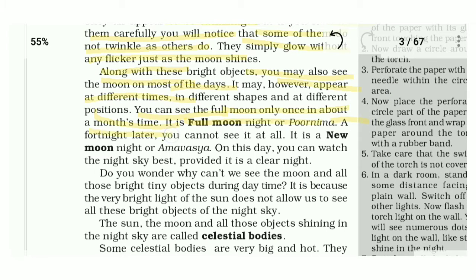Then a fortnight later you cannot see it at all. मीन्स जैसे आज एक फुल मून डे है. If I am able to see the whole moon, then after that, the day before that, I will not be able to see any moon in the sky, and that is what we call new moon night or amavasya. Means that in new moon night or new moon day there is no moon in the sky. So it is a very important question which can be asked.